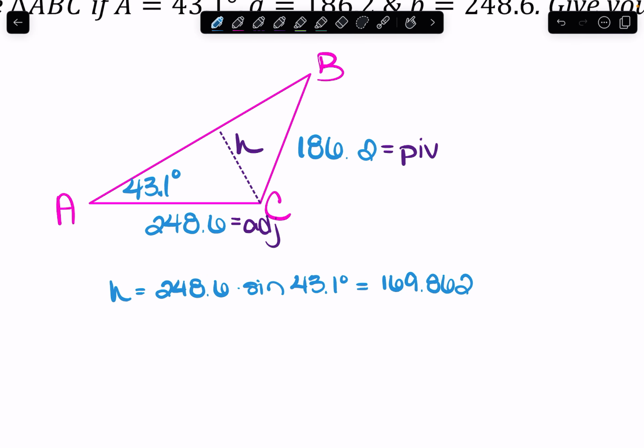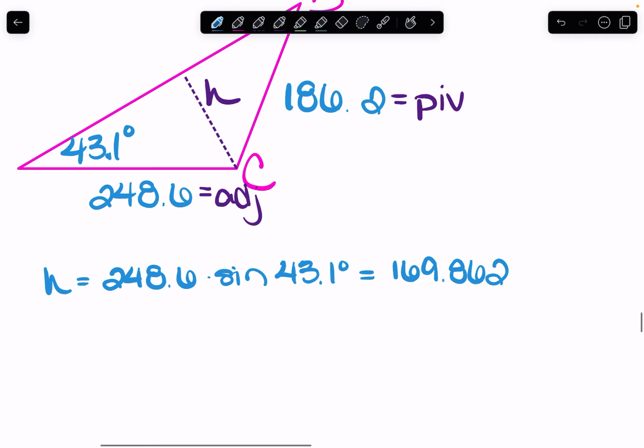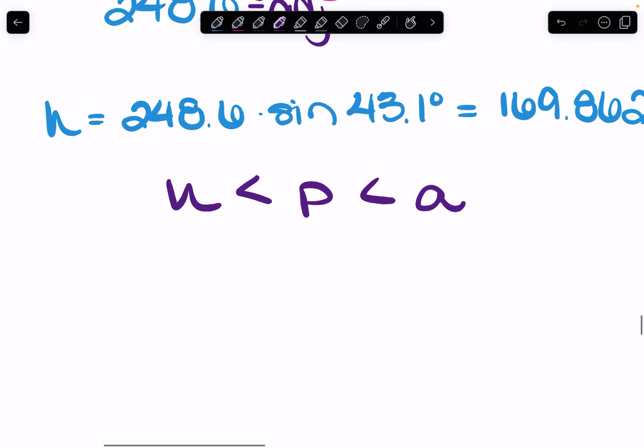All right, so if we look at our side lengths, my height looks like the smallest, 169.86. Then my pivot, 186.2, is in the middle. And then my adjacent is the largest. So when the pivot is above the height but below the adjacent, we have two triangles to solve. So we've got to make sure we keep them organized so we know which triangle is which.